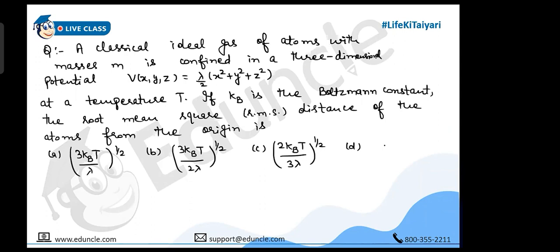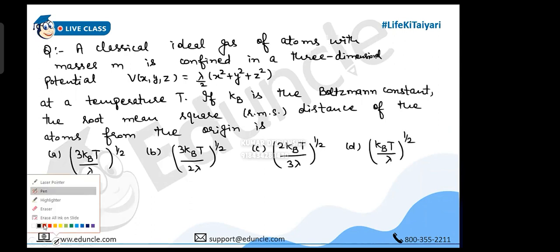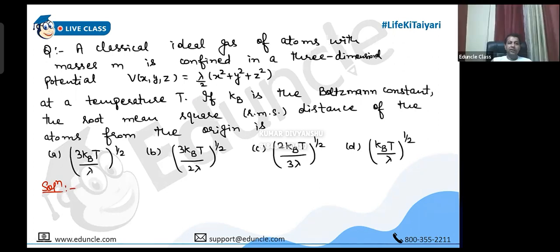So what does it mean by RMS distance? Distance of all the particles, it will be different. So when the distance is different from the origin, then either you take mean, but when the mean is not able to give you the meaningful information, then we take RMS value, just as you do for velocity, VRMS. So same thing is about the distance here.